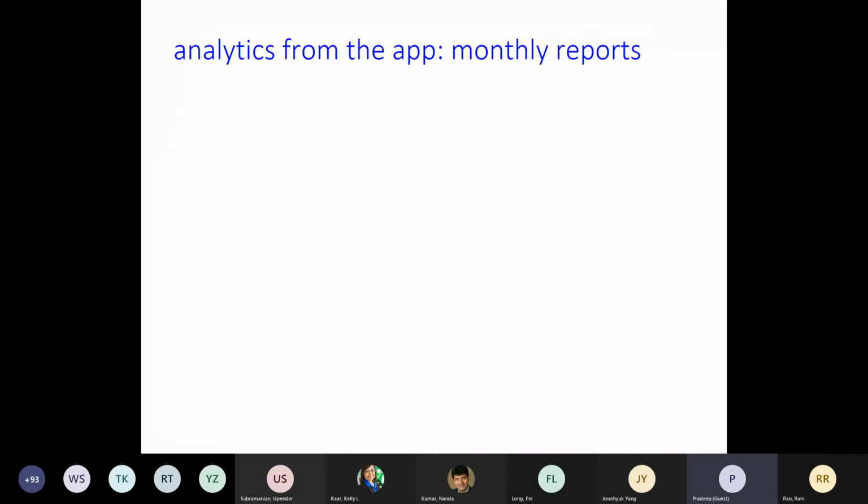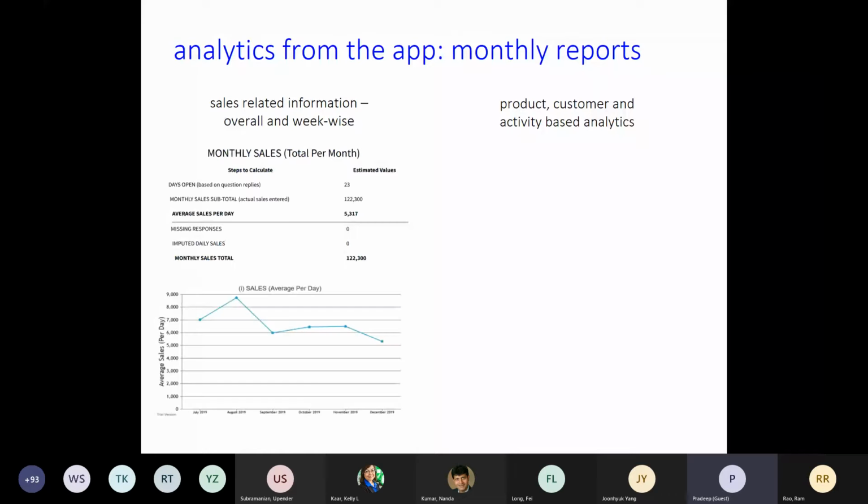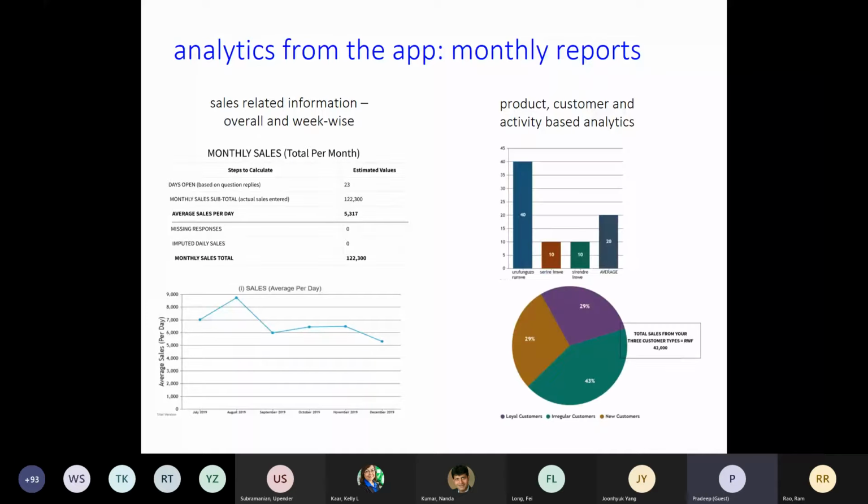And then we also provide them with monthly reports, which is a consolidated picture of how the business performed in that month. Okay, so there's sales-related information that we provide in this report, and then we provide also product and customer-based information. But these are all now monthly reports that are provided to the entrepreneurs.